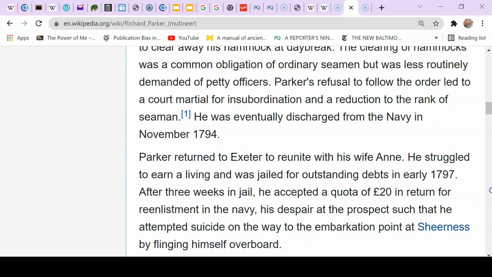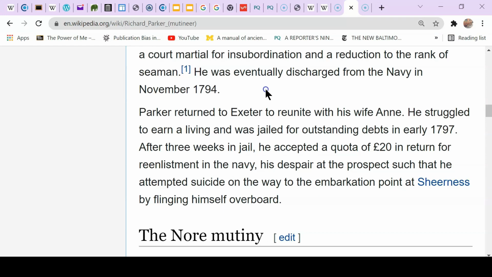So he returns to Exeter to reunite with his wife Anne, but he struggles to earn a living and finds himself in debtor's prison in early 1797. Right? And after 3 weeks in jail, he accepts a quota of £20 in return for reinstatement in the Navy. So he essentially sells his soul to the British Navy for 20 quid in 1797.